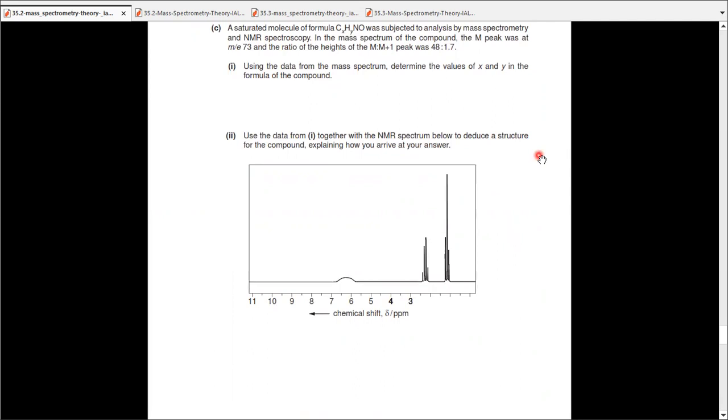A saturated molecule of formula CxHyNO was subjected to analysis by mass spectrometry and NMR spectroscopy. In the mass spectrum of the compound, the M peak was at m/e 73, and the ratio of the heights of the M and M+1 peaks was 78 to 1.7. Use the data from the mass spectrum to determine the values of x and y in the formula of the compound. NMR is not going to help you anymore with the number of hydrogen atoms, since you can do that with simply the formula and the masses you're given with the m/e values.